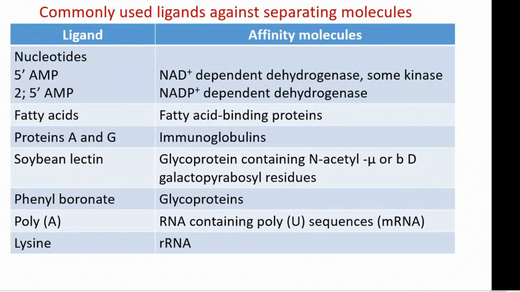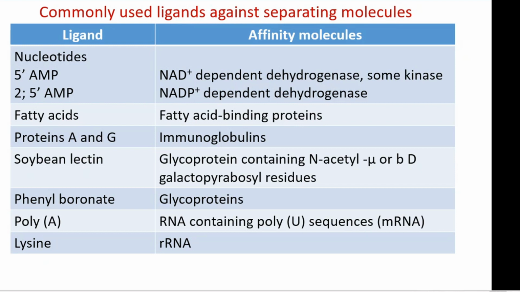And the next is phenyl boronate. Phenyl boronate is another chemical which can act as a ligand, and it can be used to isolate glycoprotein molecules. So only the glycoproteins can get separated by using the phenyl boronate ligand.